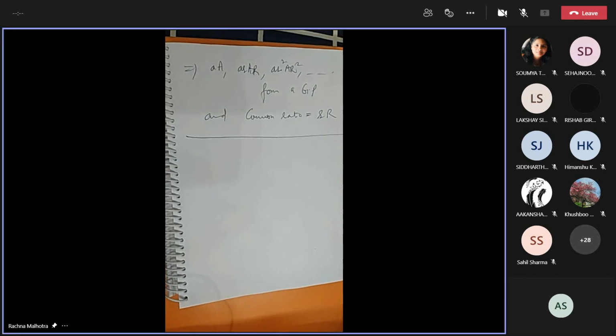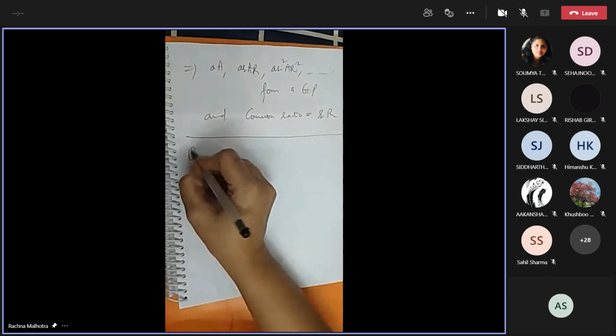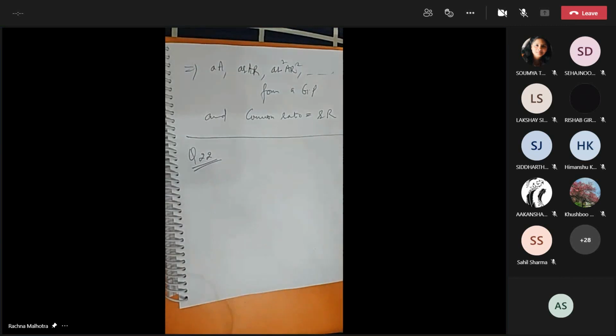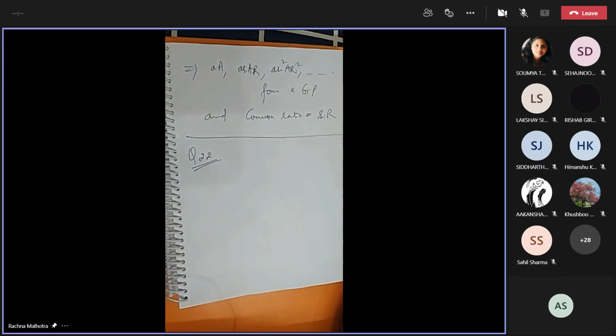Now 21 is homework for you. Question number 22 I'm writing. Twenty-one, you can do it easily. You have to just find 4 numbers in GP. Third term is greater than first term by 9, means A3 minus A1 equals 9. Second term is greater than fourth term by 18. So you can do this question very easily. So let us see question number 22.